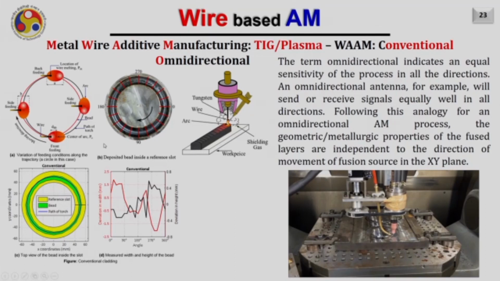So what happened? First of all, let me just define what this omnidirectionality is. The term omnidirectionality indicates an equal sensitivity of the process in all directions. An omnidirectional antenna, for example, receives signal from all sides, right? While a directional antenna can receive signal only from one side.